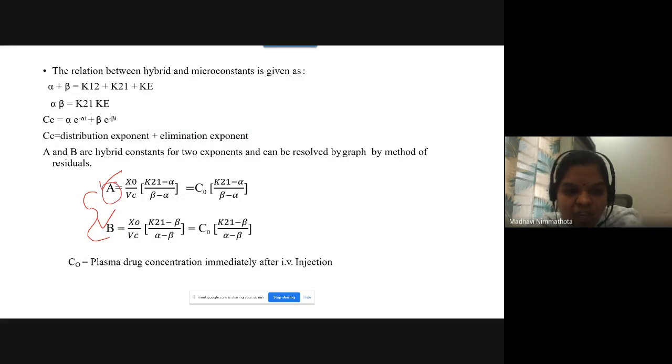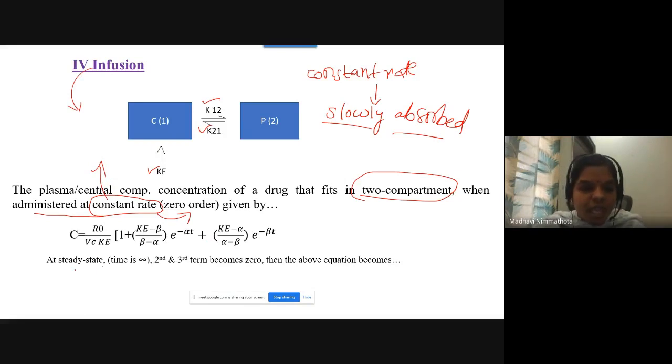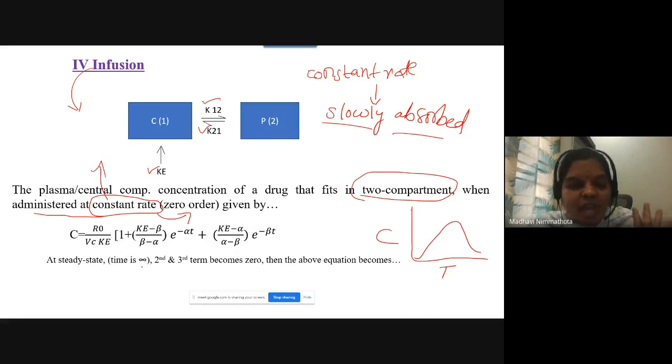This is one exponential hybrid rate constant. This is the other exponential hybrid rate constant. So from these equations, we will get this equation. See, at steady state, in case of the two compartmental open model, we can't say at which point the steady state happened. So that's why here we are considering the time infinity. The drug is transported from time 0 to time infinity. So that's why at steady state, the time is infinity.